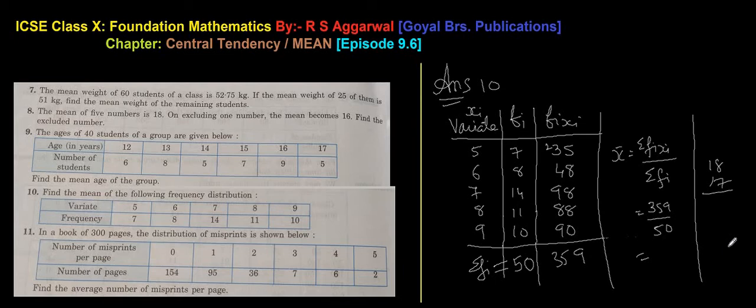How much does it come up to? You can make it easy by multiplying numerator and denominator by 2. So down it will be 100. 2 9s are 18, 1 carry. 2 5s are 10 and 1, 11. 1 carry. 2 3s are 6 and 1, 7. So the answer will be 7.18. This is my x bar. So here put a box.